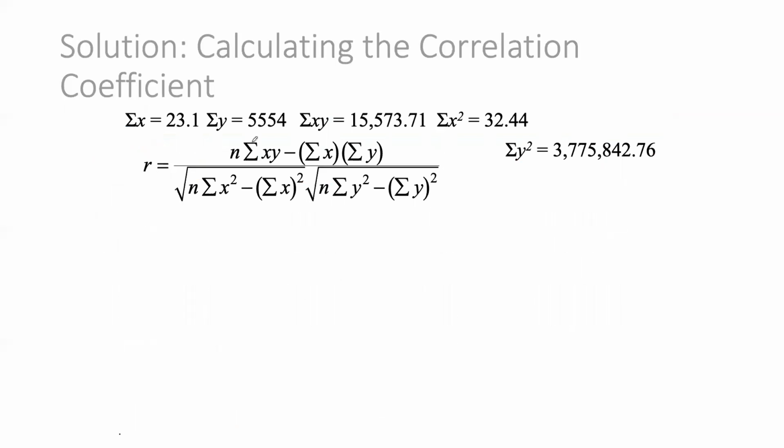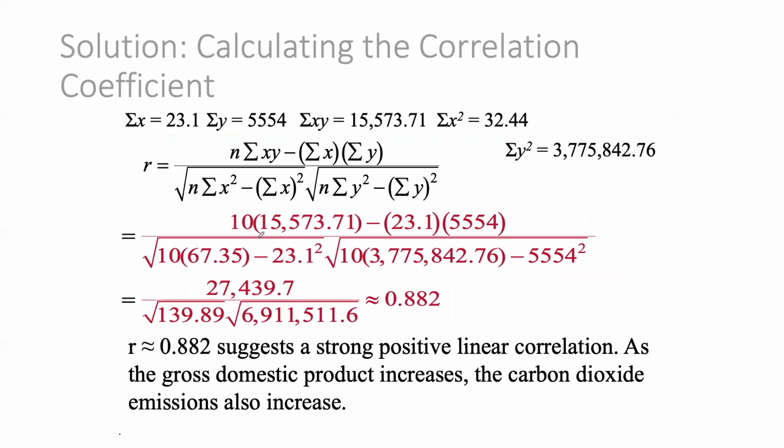And then I need to just plug it into the correlation formula, right? So the correlation formula, n is 10. Sigma xy is this number. So 10 times this number minus sigma x times sigma y. Sigma x here is 23.1 times sigma y 5,554. So you first multiply these two, take that difference. Then in the denominator is the square root of n, which is 10, times sigma x squared.